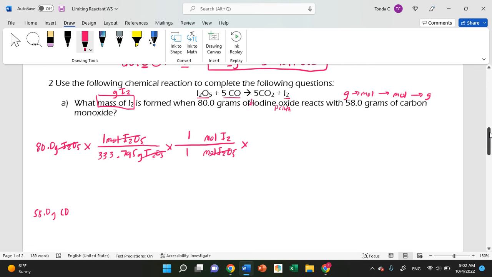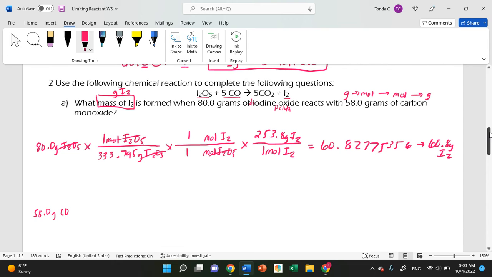Now I need to get from moles to grams. Again, we do that through molar mass. So 1 mole of I2 is equal to what mass? Well, if you take iodine's number times 2, you get 253.8 grams of I2. Then you can go ahead and solve this out and get 60.82775356. And when you round this to the correct sig figs, it's 60.8 grams of I2.